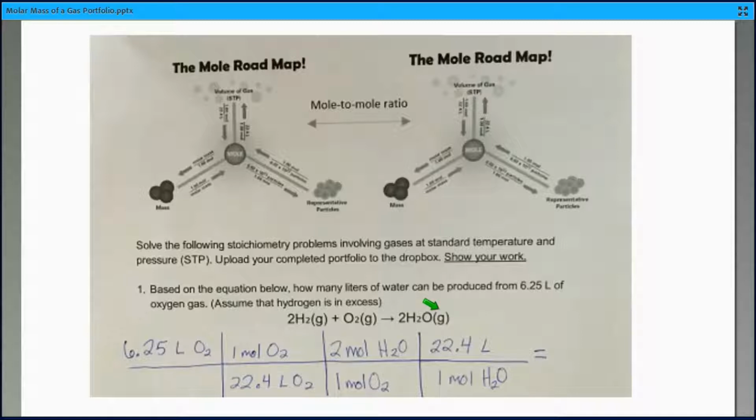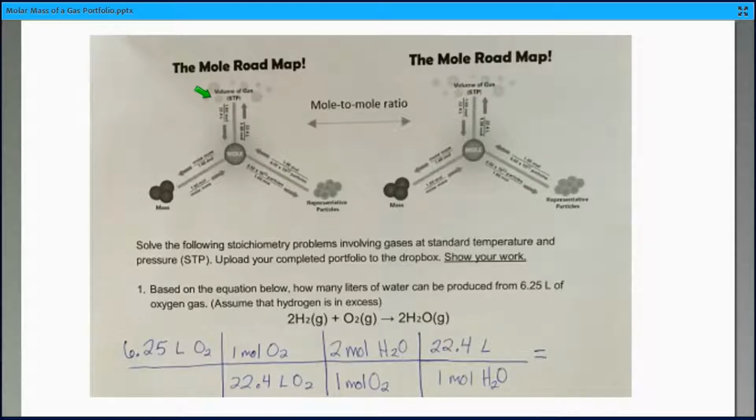Notice that there's a G next to the H2O. It's actually in the gas form. That's why we're using the gas laws in order to solve this problem. On your mole roadmap, you probably have noticed before that there's this part of the roadmap we haven't used before, and it says volume of a gas at STP. This is the relationship between moles and the volume of any gas at STP.